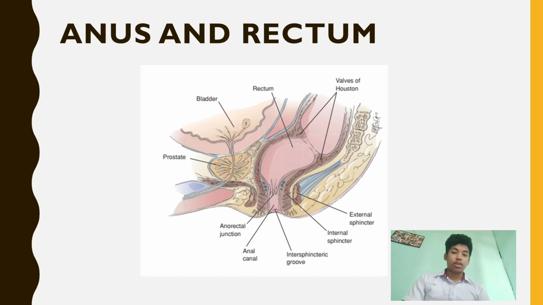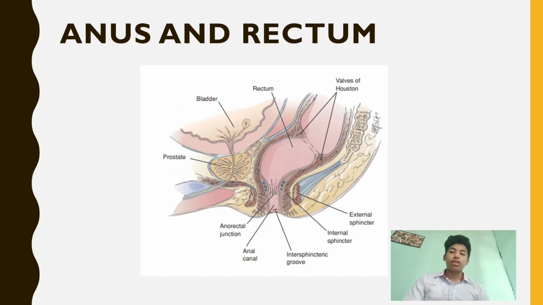The external sphincter is composed of skeletal muscle and is under voluntary control. The internal sphincter is composed of smooth muscle and is under involuntary control by the autonomic nervous system. Dividing the two sphincters is the palpable intersphincteric groove. So the anal canal proceeds upward toward the umbilicus.